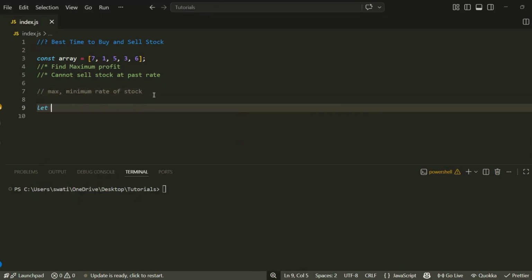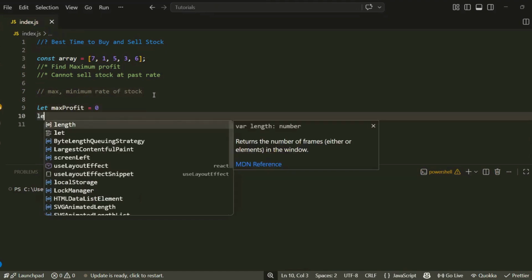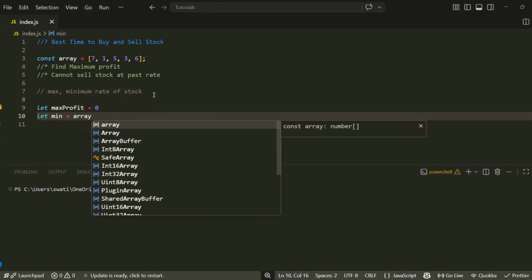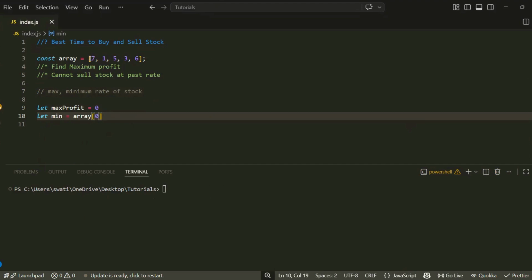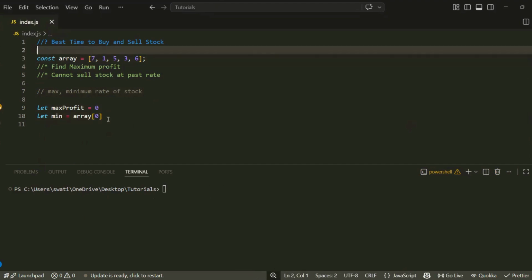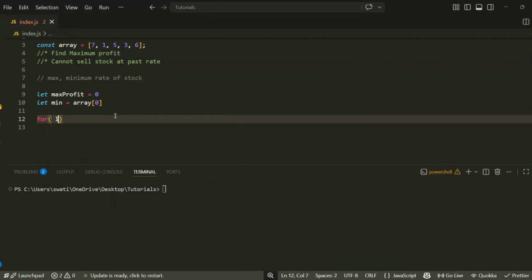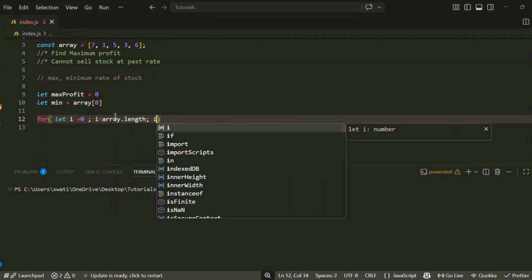So what we are going to do is, we're going to keep a track of max profit. At this point, it is going to be 0. And we are going to keep a track of minimum rate of the stock. At this point, we are at array of 0, that is 7. And now we are going to run a loop to iterate through this array and check what is going to be the minimum rate of the stock and maximum profit. For that, we are going to run this loop. Let I is equals to 0, I less than array dot len, and I plus plus.